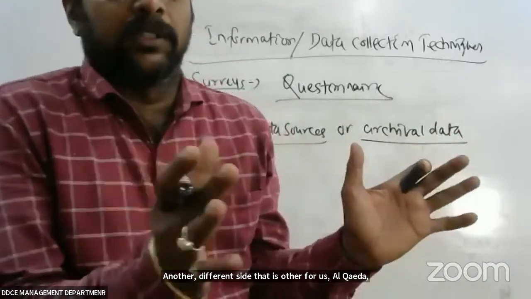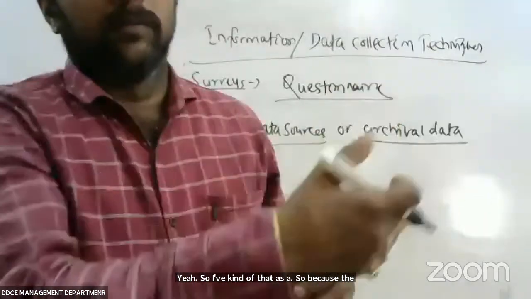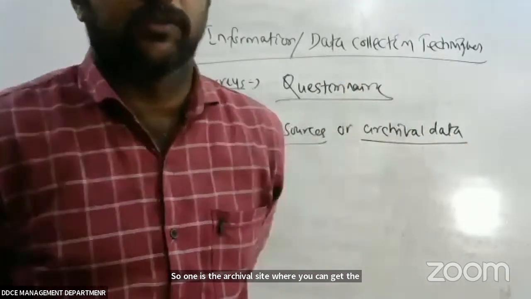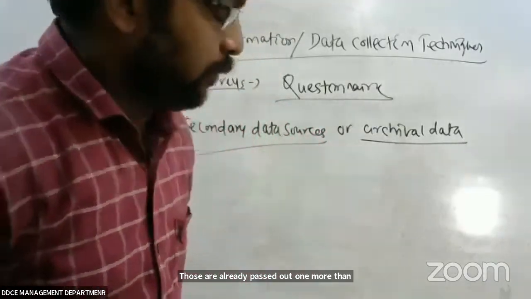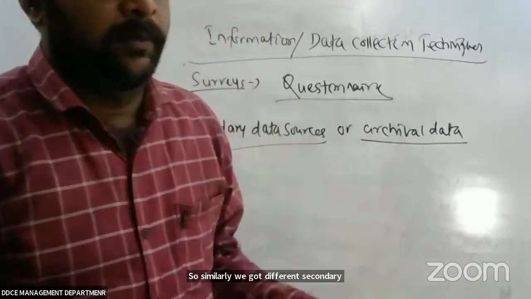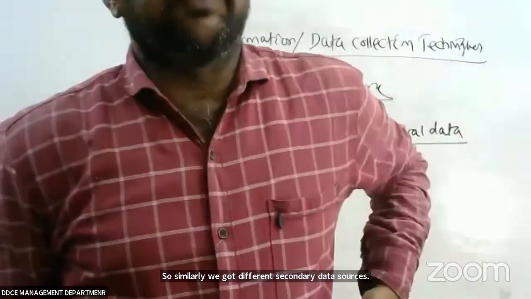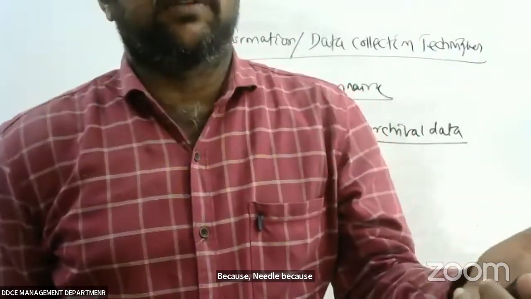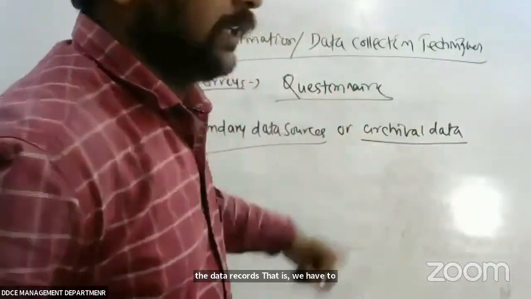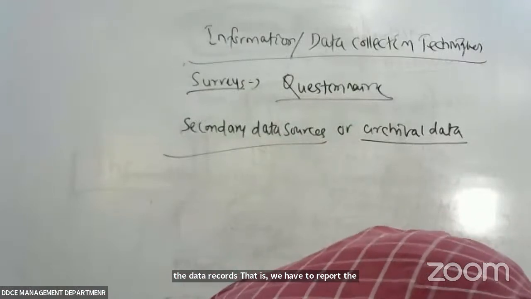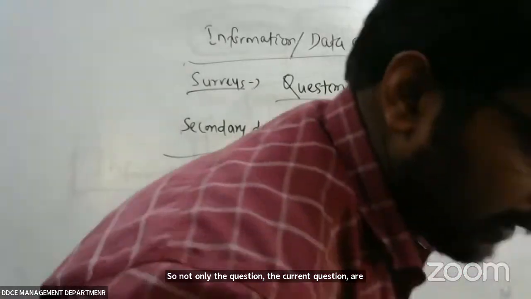The university has 20 years of records, so one is the archival site where you can get the previous history or records of students who passed out more than 10 years ago. Similarly, different secondary data sources are also needed, because we have to prepare an information system and go through all the data records. So not only the current questionnaire, we also have to focus on secondary data sources.